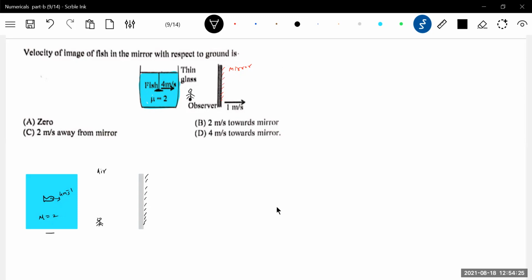So we'll do one thing: let this fish be at a distance x. This distance will remain fixed. The mirror is going to see the fish, no? So the fish is in the liquid. Where will it appear? It will appear somewhere at this point. I'll increase the size of the diagram.